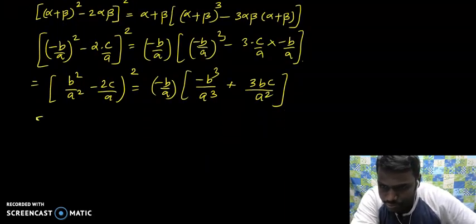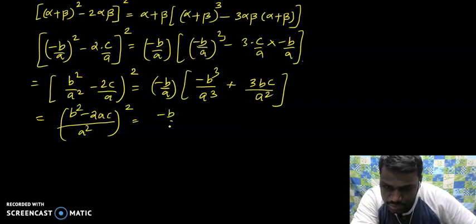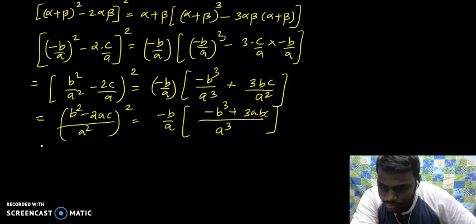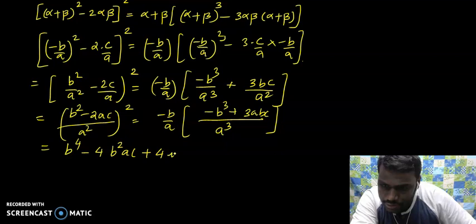So this is equal to b squared minus 2ac upon a squared, the whole squared, is equal to minus b by a times minus b cube plus 3abc upon a cube, which is equal to, now here the denominator is a raised to 4 and here also the denominator is a raised to 4, so the denominators cancel each other and we can expand this as b raised to 4 minus 4b squared ac plus 4a squared c squared, that is equal to, multiplying by minus b, we get b raised to 4 minus 3ab squared c.